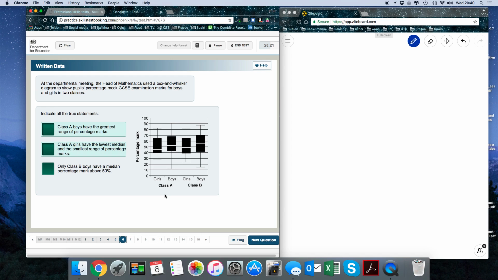Okay, so third statement, only Class B boys have a median percentage above 50%. Well, that's clearly false. You can just look at this. This one is obviously below 50%. This one here is above 50%, this one's below, this one's above. So you can see there's two that are above 50%, so this is a false statement.